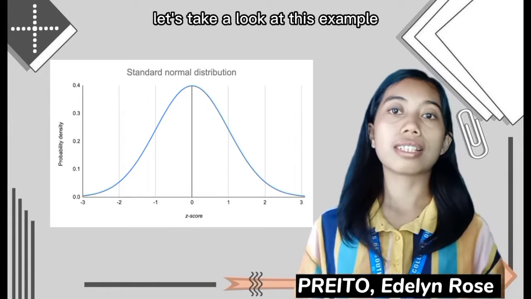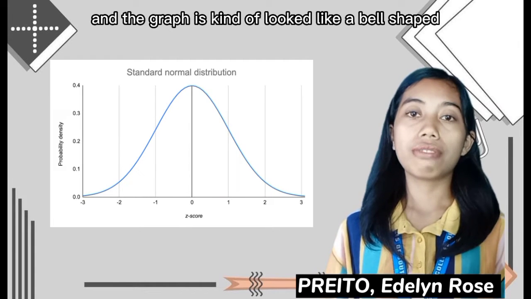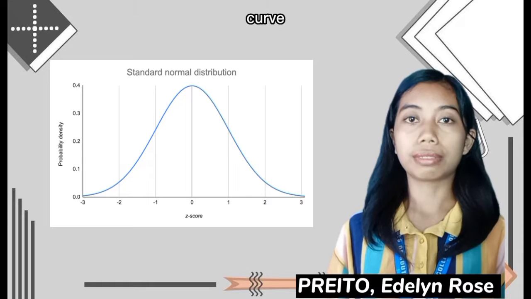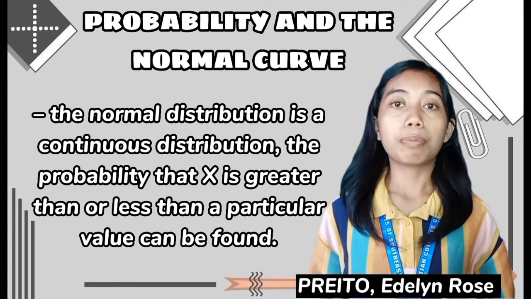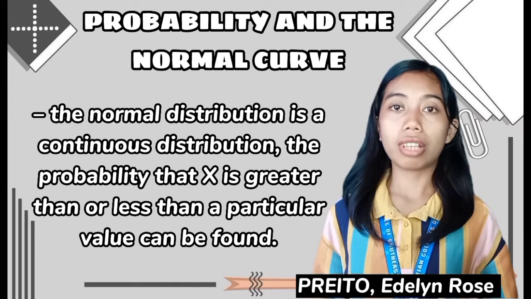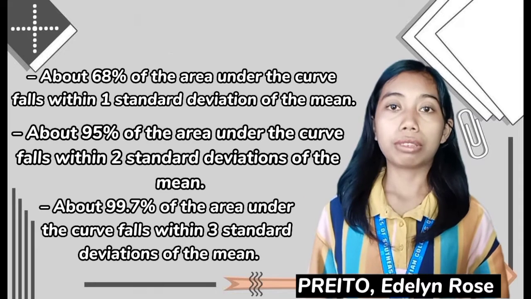Let's take a look at this example. As you can see, this is a normal curve and the graph looks like a bell-shaped curve. Since the normal distribution is a continuous distribution, the probability that x is greater than or less than a particular value can be found. Additionally, every normal curve conforms to the following rule.